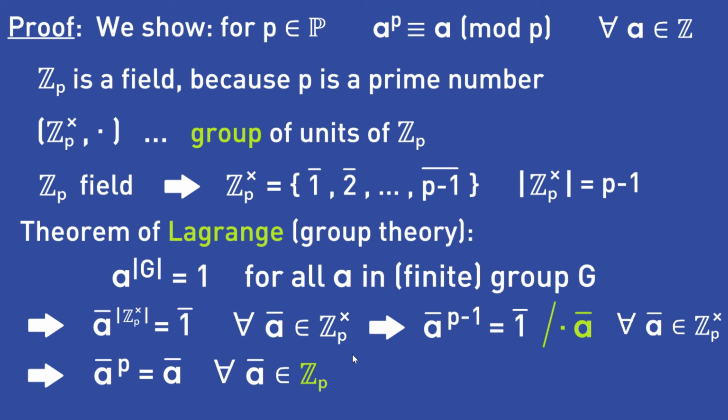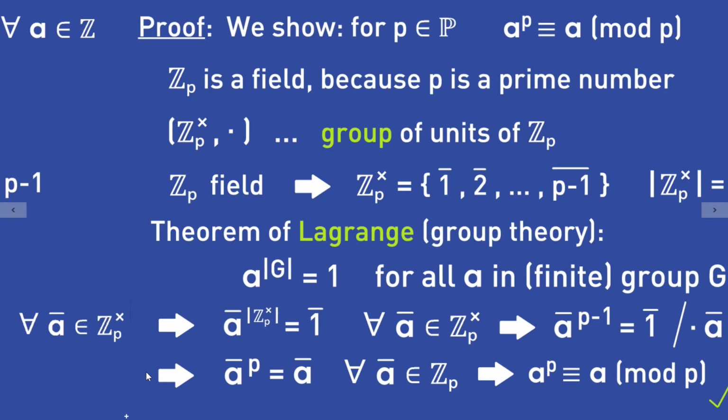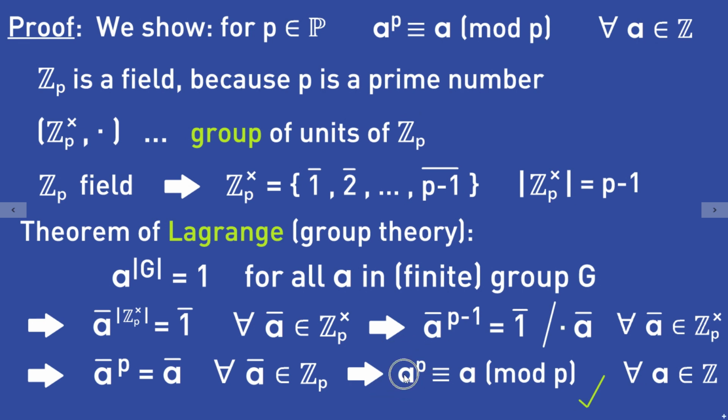The last thing we have to do is to translate that into the language of number theory, but this just means that a to the power of p is congruent a modulo p for all integers a. So the proof is finished.